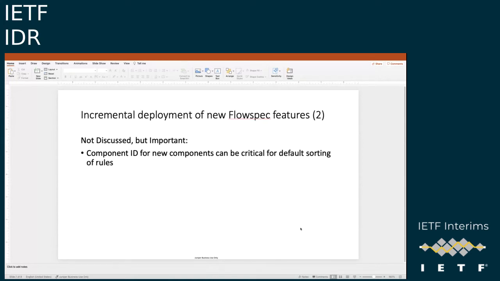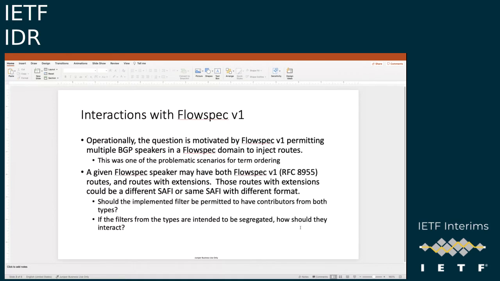One of the things that was not discussed but is equally important is that component IDs in our default sort determine where they go in the sorting order. This means that as we add new features, we have to decide what component ID they get, and this potentially can impact how they actually get installed in the default sort order. Once we have a feature that can explicitly do the term orders, it's less important.